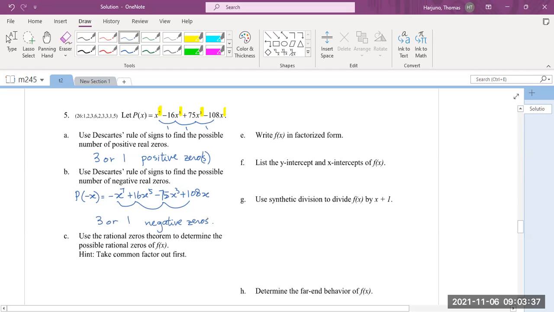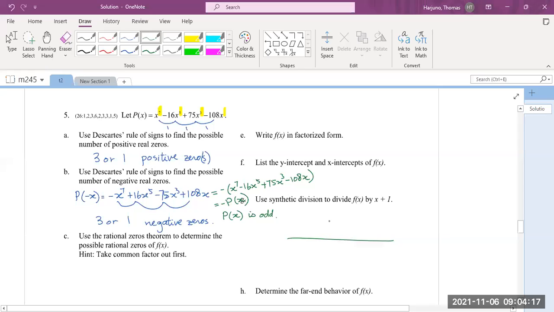Okay, now, I hope you noticed that if we factor the negative from this polynomial, we will get negative of x to the 7th minus 16x to the 5th plus 75x cubed minus 108x. Is it right? Which is negative P(x). In other words, this P(x) is an odd function. It is symmetric with respect to the origin.